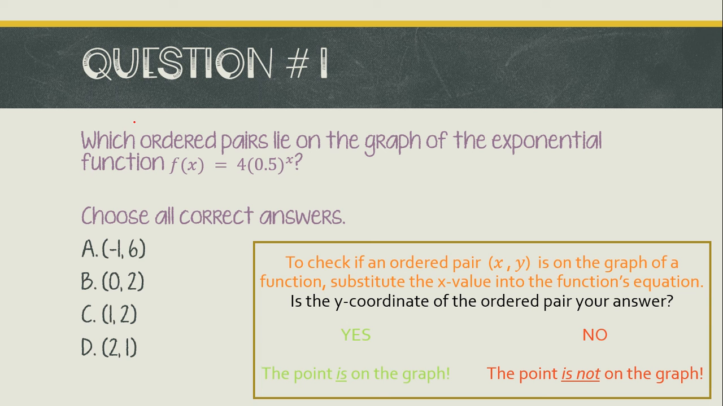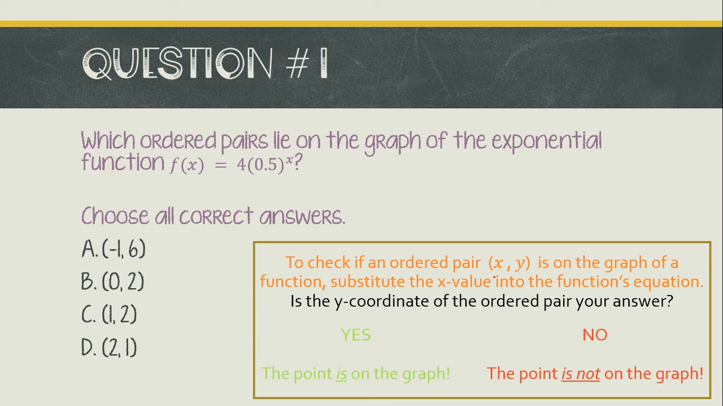In question 1, it asks which ordered pairs lie on the graph of the exponential function f of x equals 4 times 0.5 to the x. And we want to choose all of the correct answers. Over here I have a little reminder about how we go about doing this.